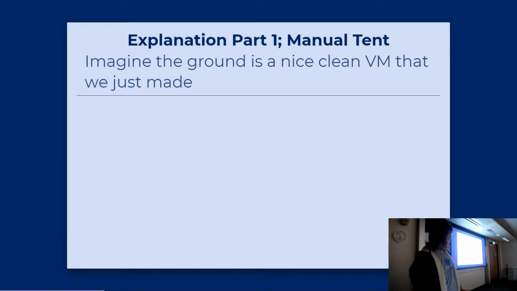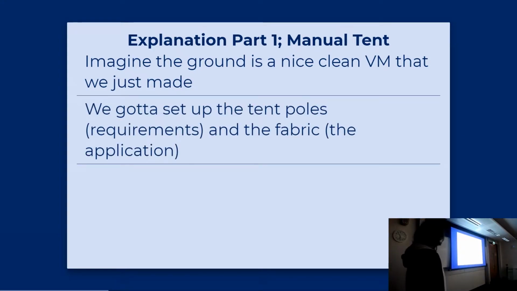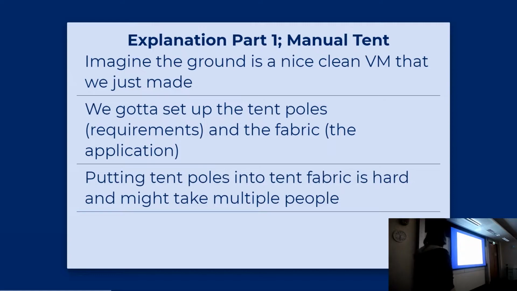So manual tent. We've got the ground. It's our nice clean VM. And we need to install stuff on it. So you've got to set up your tent poles, which are the requirements of your application, if you have any. If you're using Python, you probably will have a few. You've got to get the tent fabric, which is your application itself, because that's the thing that you put up over your head to stop the rain. I don't know. I said it was really bad. Okay, so putting up the tent poles. Has anyone actually put up a tent before?